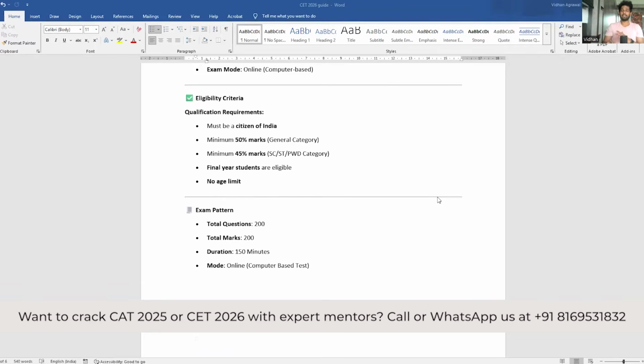What's the eligibility? You must be a citizen of India. You need minimum 50% marks in your undergrad for the general category, 45% for reservation. Final year students can appear for the exam and there's no age limit.